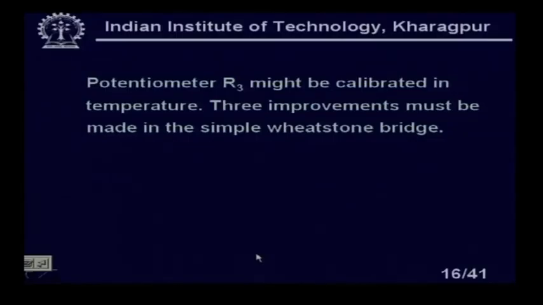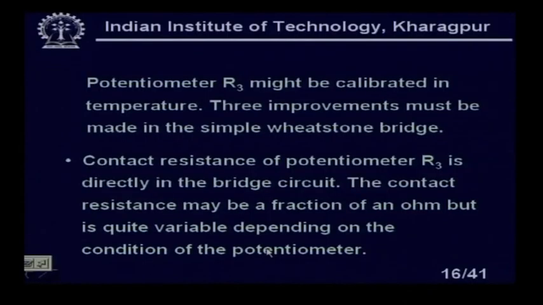Potentiometer R3 might be calibrated in terms of temperature, and three improvements must be made in the simple Wheatstone bridge. You cannot use the simple Wheatstone bridge as is; some modification is needed. Why you need these modifications, we will explain one by one. You see, the contact resistance of the potentiometer R3 is directly in the bridge circuit, okay.